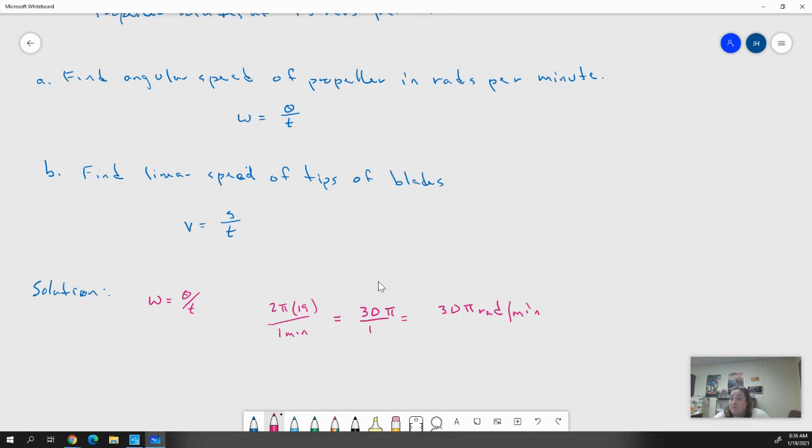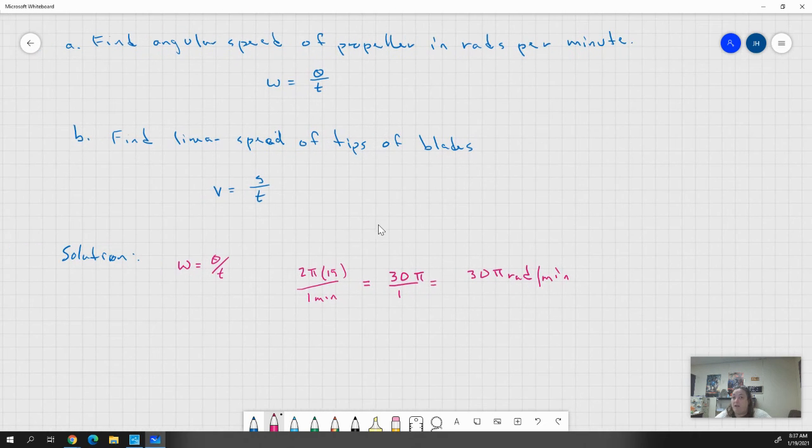Well, it's our theta over T, but our theta is just our complete angle. What do we know? We know it does it 15 times in 1 minute. So it's just 15 times theta, which is 2 pi, right? Because it goes all the way around the circle, divided by the amount of time, which is just 1 minute. So that conversion part is really, really simple. But now we have to find the linear speed of the tips of the blades, right? So this is our A solution.